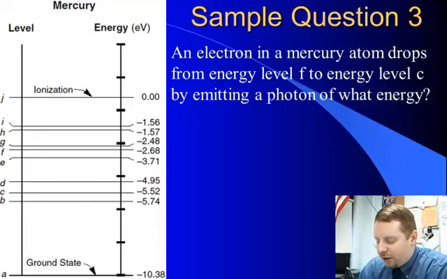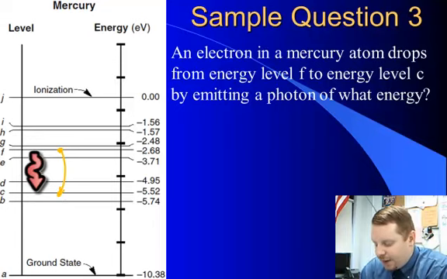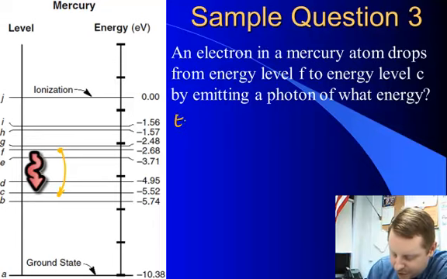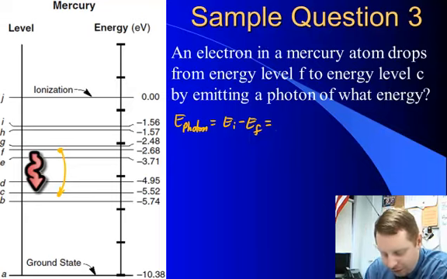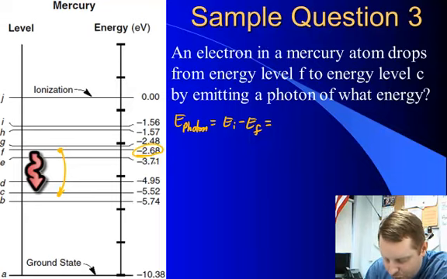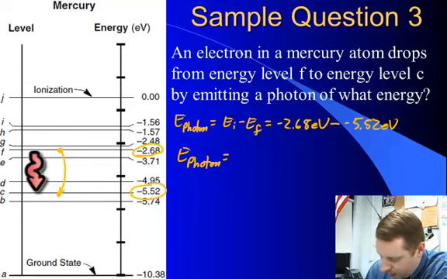If an electron in a mercury atom drops from energy level F to energy level C, what is the energy of the emitted photon? Well, again, the energy of a photon must be the initial electron energy level minus the final electron energy level. Or in this case, that'll be negative 2.68 eV minus negative 5.52 eV, which gives me an emitted photon energy of 2.84 electron volts.